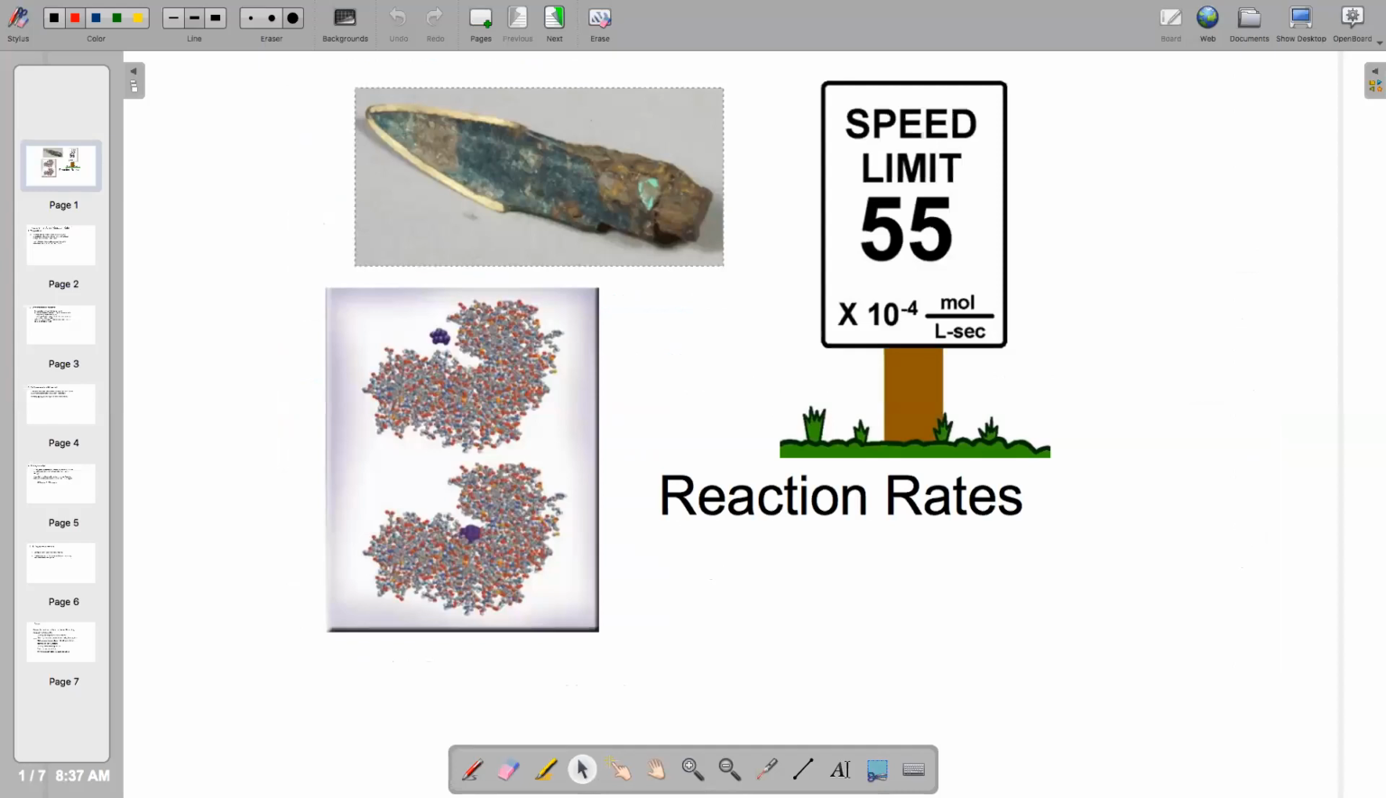So, for instance, like dynamite or gunpowder, once that reaction starts, it's going to end really quick. There's nothing you're going to do to really slow the reaction down or speed it up. It's a violent, fast reaction.